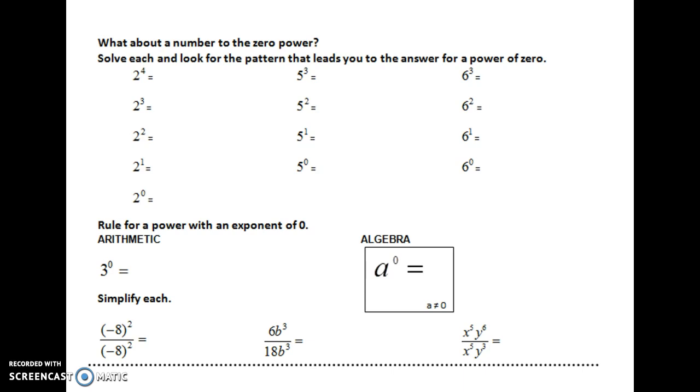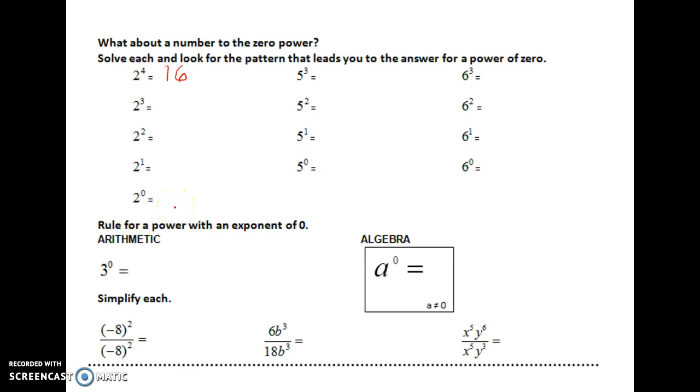So this first one, we're going to go down this way. And we're just going to use our prior knowledge about exponents. So 2 to the 4th power is really 2 times 2 times 2 times 2. So that is going to be 16. If we decrease the power by 1, we're going to figure out a relationship between these so that we can eventually figure out what this would be.